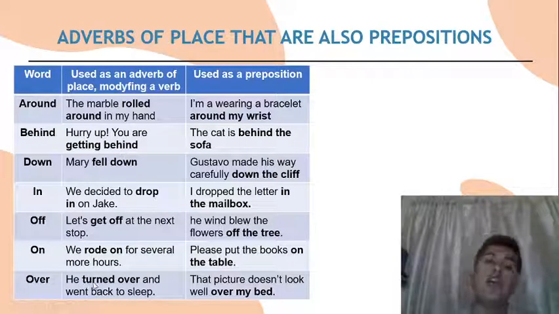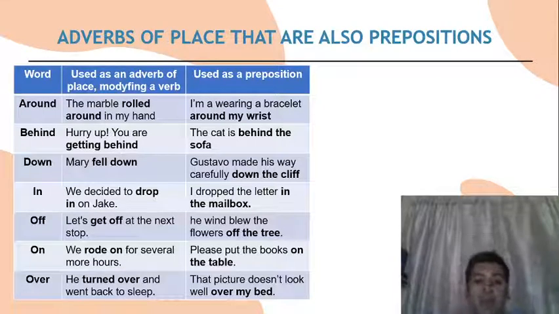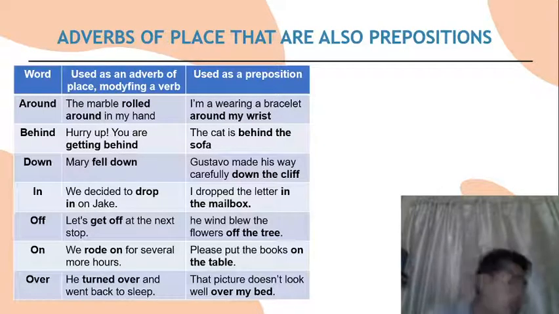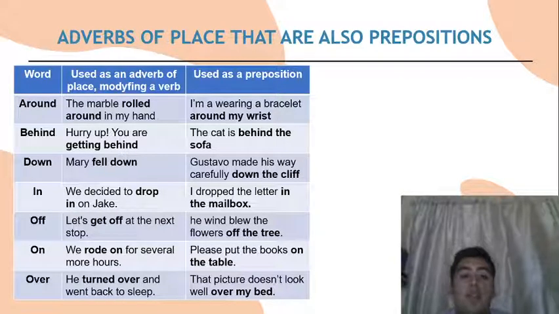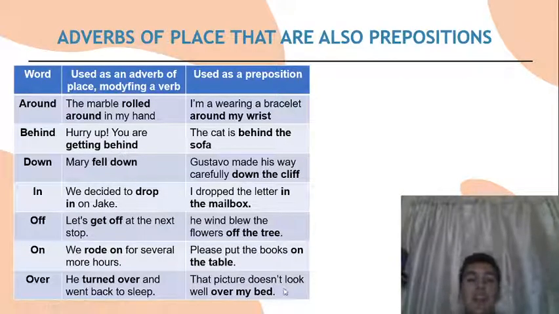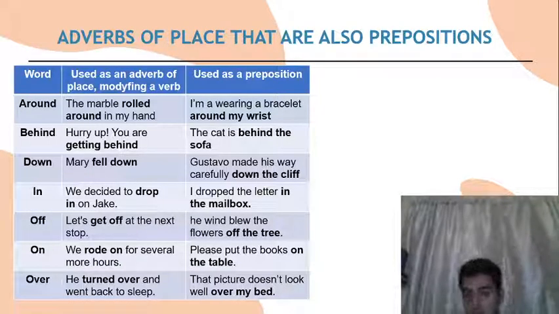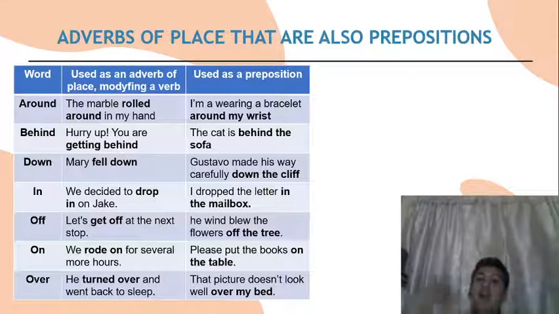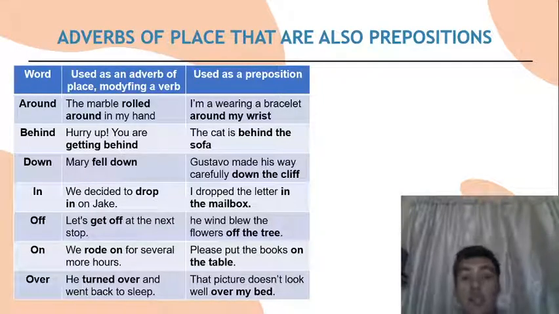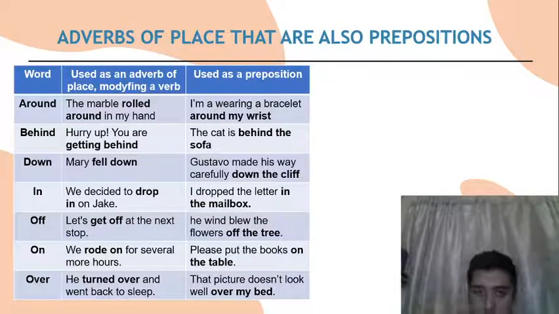Over. He turned over. He turned over and went back to sleep. He turned over. And using it as a preposition: that picture doesn't look well over my bed. Different usages, because one is an adverb and the other a preposition. That is why. If you have questions, let me know.